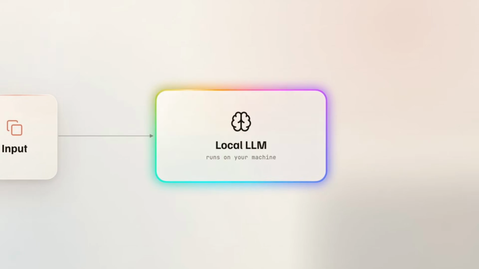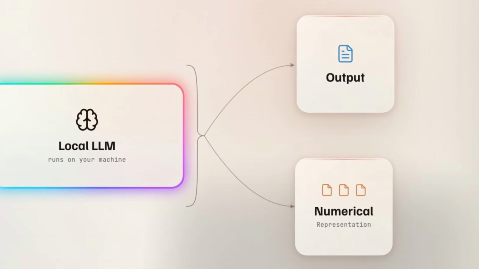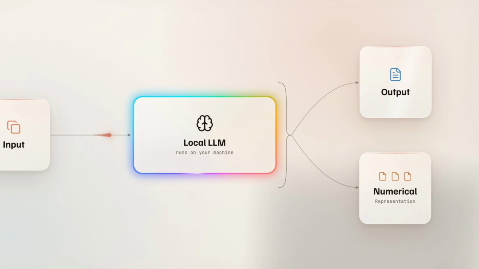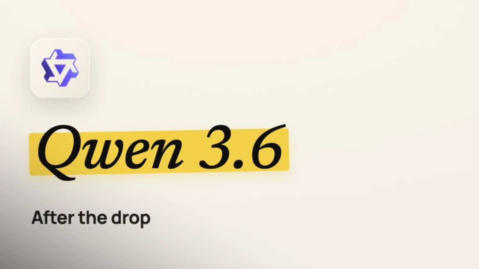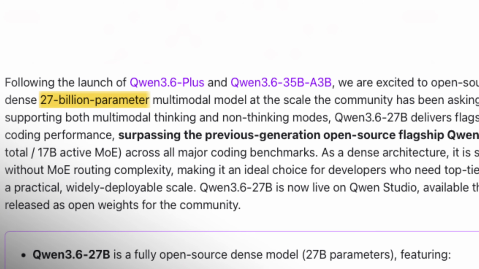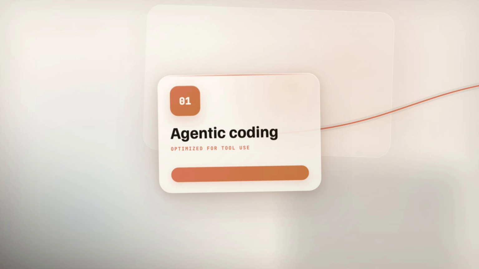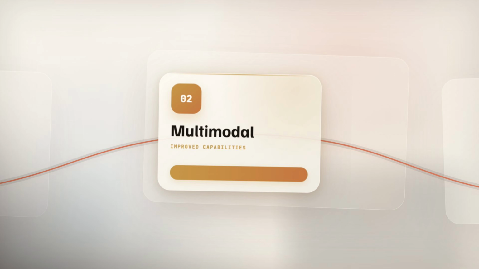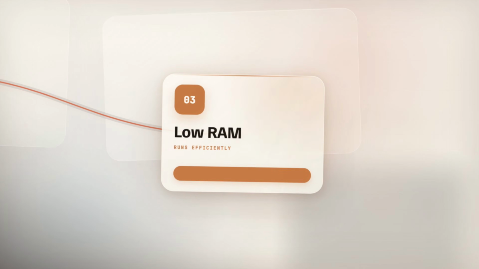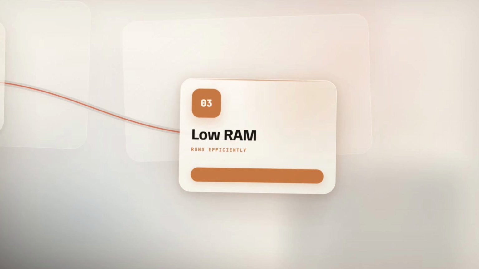If you've ever tried to run a local LLM on your computer, you know that it's pretty trash. It's a bad experience. It doesn't really work. But that actually just changed thanks to the latest release of Qwen 3.6, which is a 27 billion parameter model optimized for agentic coding, improved multimodality capabilities, and it uses lower VRAM, which means you can run it on your computer decently. And let me tell you right now, it finally works.